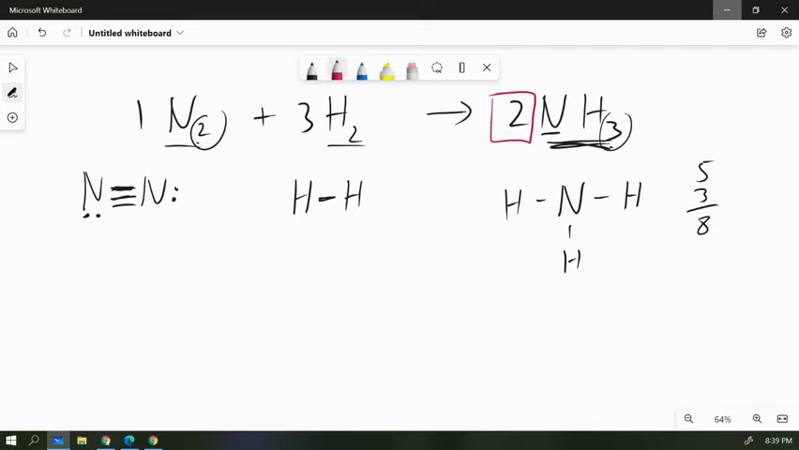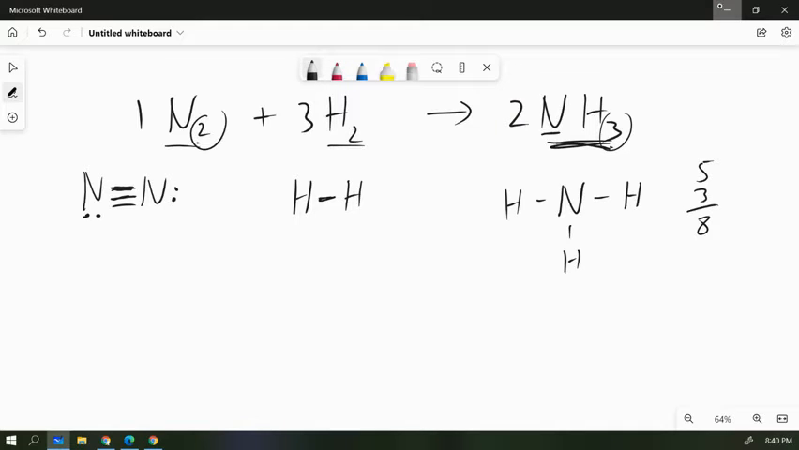Whenever I'm determining valence electrons and Lewis structures, I'm not paying attention to the coefficients, okay? That's not a factor. When I'm doing the Lewis structure, I'm just trying to figure out the structure of one of these ammonias or one of the H2s or one of the N2s. I'm not worried about how many total there are in the balanced reaction. So that's a really important point, okay? All right. Let's continue then.